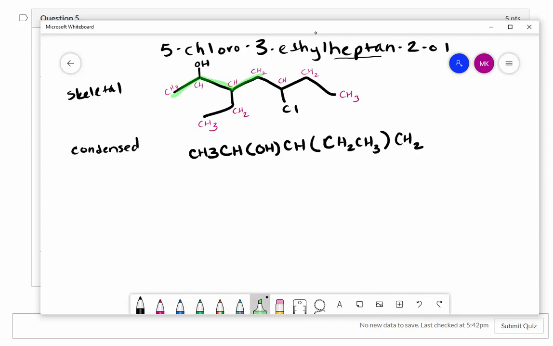Then I come down, and I'm down here at CH. This CH has something hanging off the parent chain. It's a chlorine, so I put that in parentheses. Come up here, I have another CH. I'm sorry, a CH2. And then finally a CH3. So that is the condensed formula.